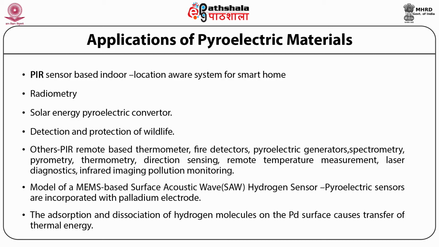high sensitivity. Pyroelectric sensors incorporated with palladium electrodes can be used for hydrogen detection. These are AC and DC pyroelectric hydrogen sensors. The adsorption and dissociation of hydrogen molecules on the palladium surface causes the transfer of thermal energy.